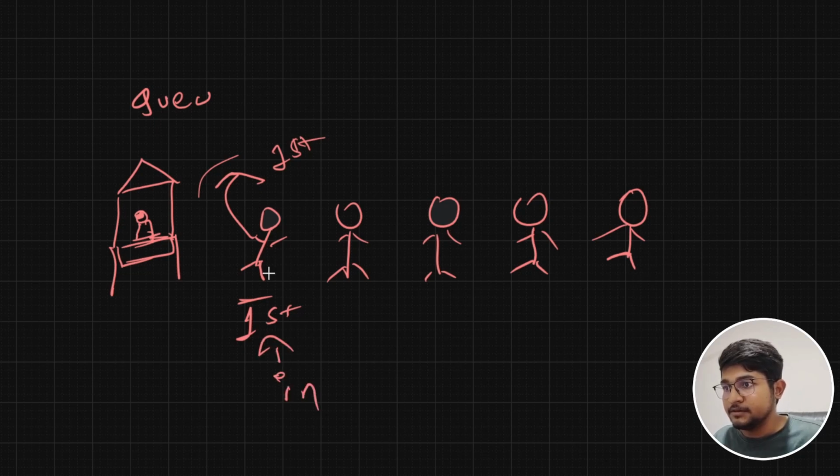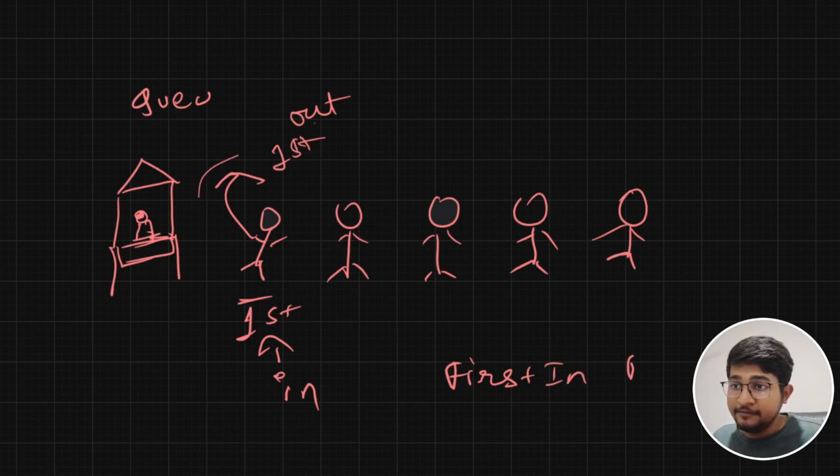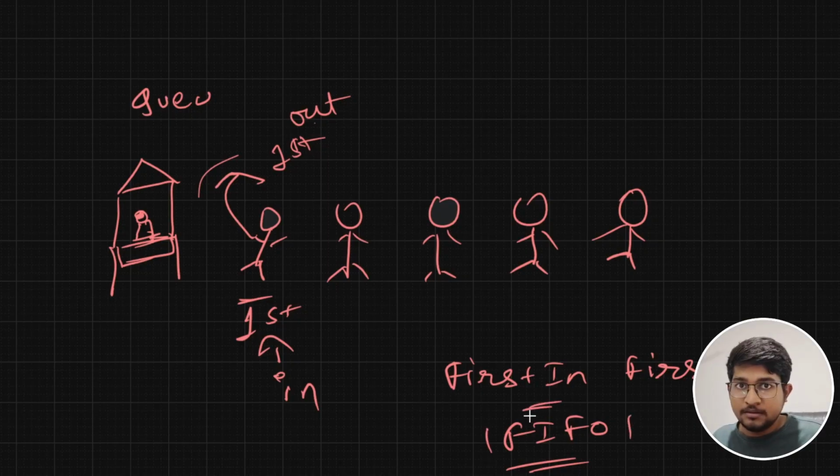First in, first out, called FIFO. This is one term you need to always remember while you're dealing with queue. It means the data or the person who entered first is the one who will exit first. Okay, so that is what is happening here.